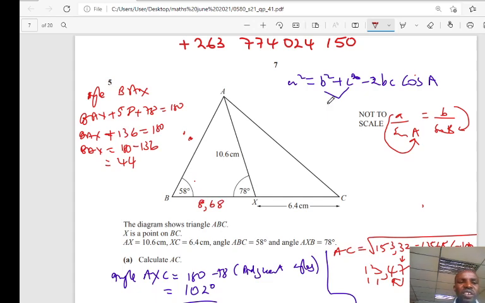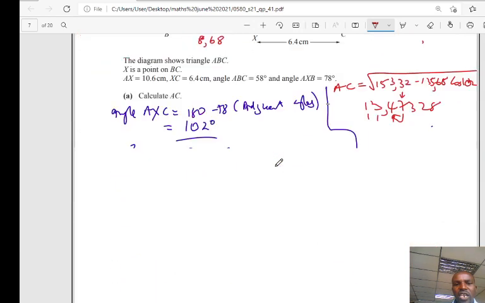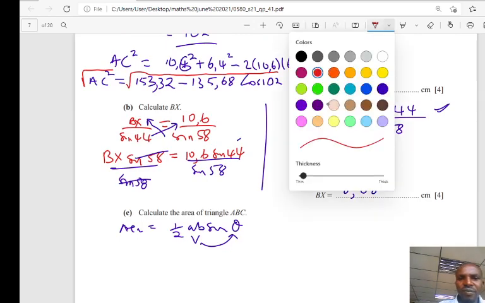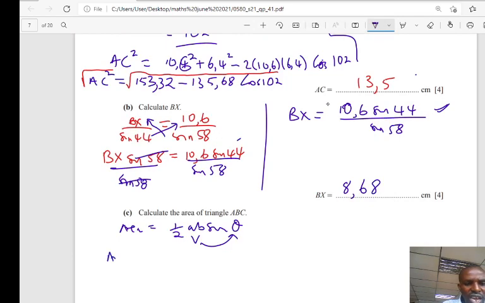Then to find the area, it means we have to find AB, so that you can use the angle 58 degrees. Or we can even use area of this triangle plus area of this triangle, because this angle was 102 degrees. Still it works. Then you can use the angle 78 here and 10.6 and 8.68. I think let's use that one. Area of shape A plus area of shape B.